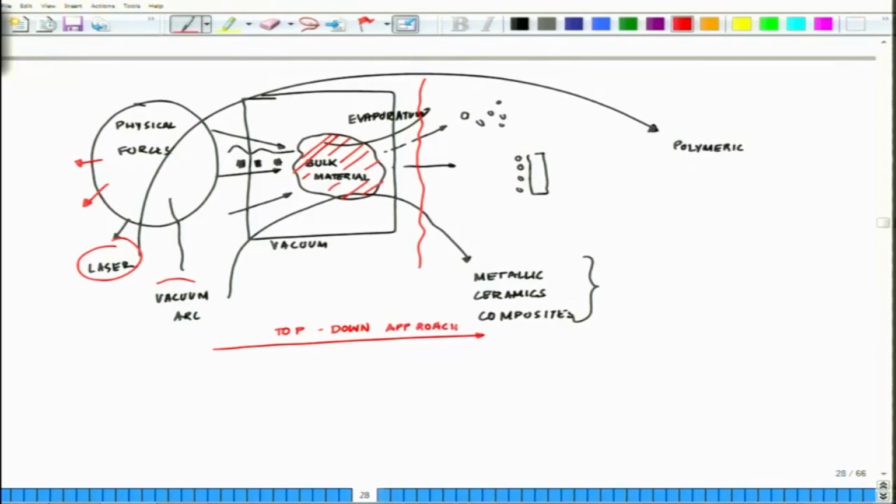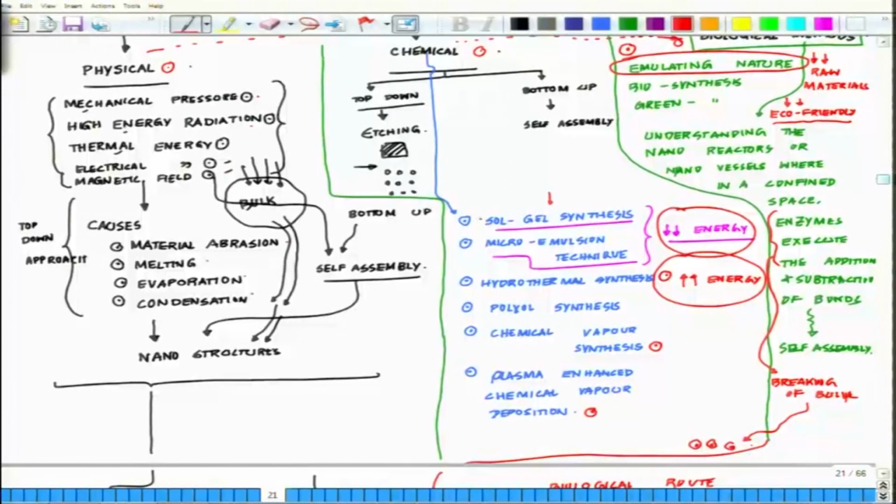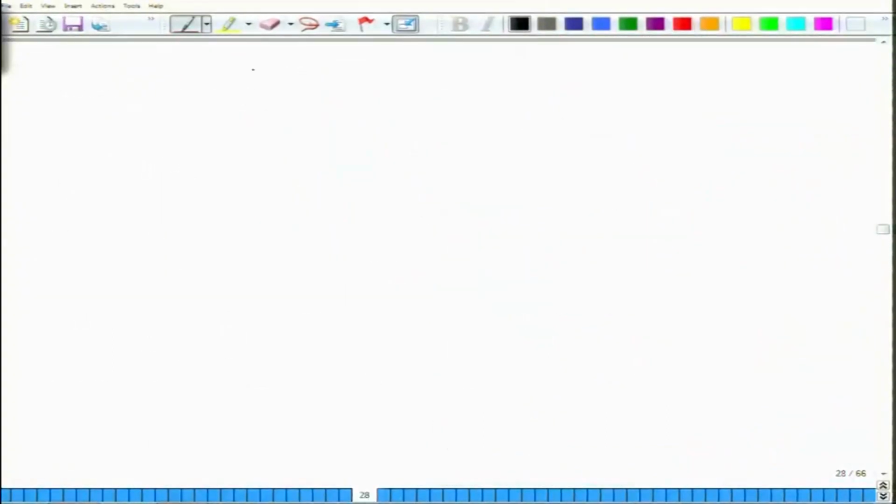So, now our goal will be to explore the second level of synthesis, which is the chemical level of synthesis. So, here we will be discussing sol gel, microemulsion technique, hydrothermal synthesis, polyol synthesis, chemical vapor synthesis, and plasma enhanced chemical vapor synthesis. So, let us start with the sol gel synthesis, which is a pretty straightforward technique. Sol gel synthesis under the umbrella of chemical synthesis of nanomaterials.